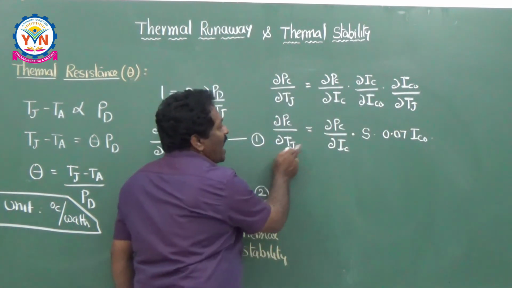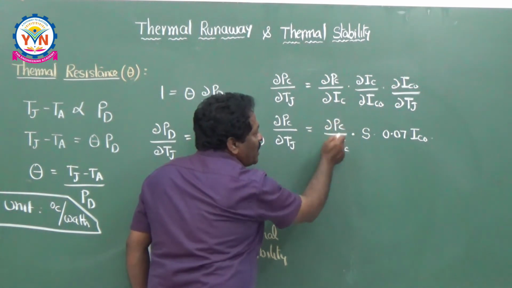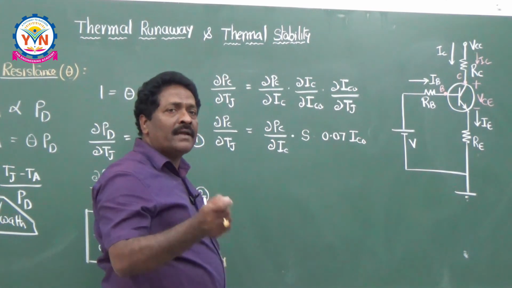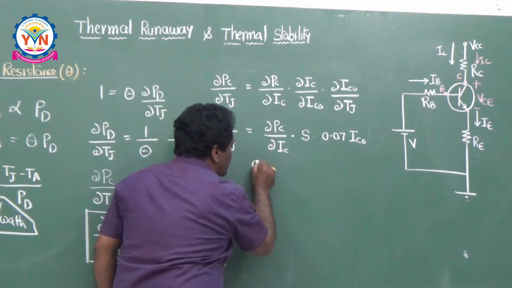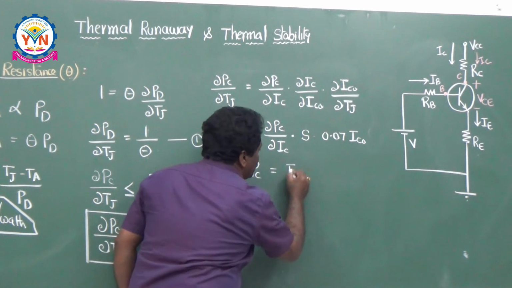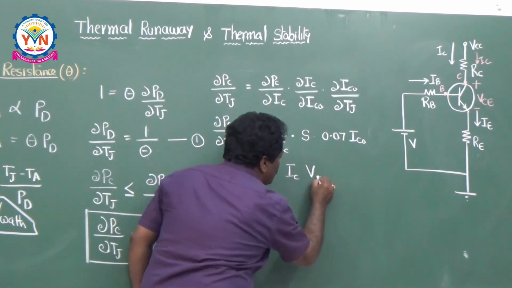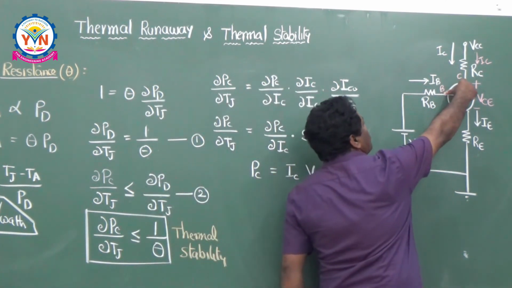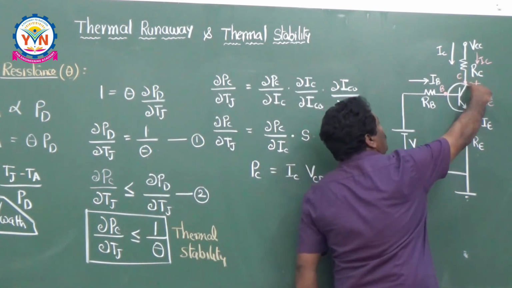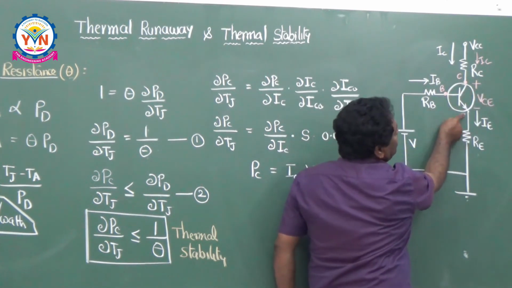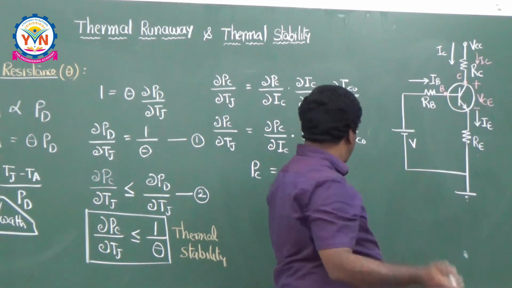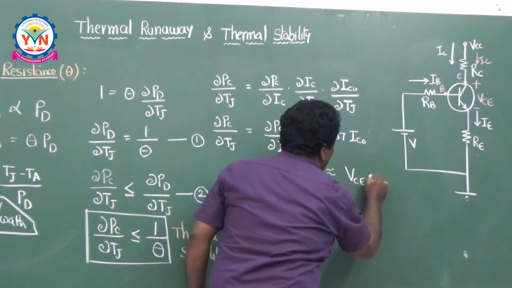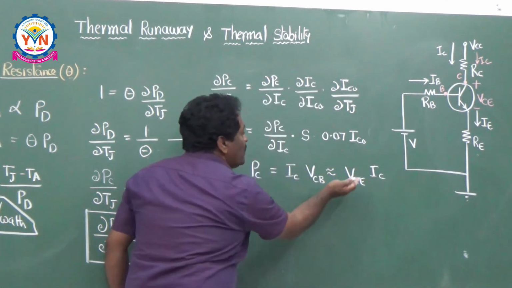So from this, I would like to calculate what is dou Pc by dou Ic. So what is Pc? Pc means the power dissipated at the collector junction. So power Pc is equal to Ic into the voltage across the collector to base junction, Vcb. So Vcb means this is the collector to base. This is approximately equal to Vce because this Vb is neglected. It is a small drop. That's why it is approximately equal to Vce into Ic. So what is Vce?